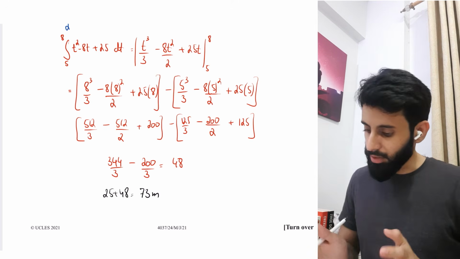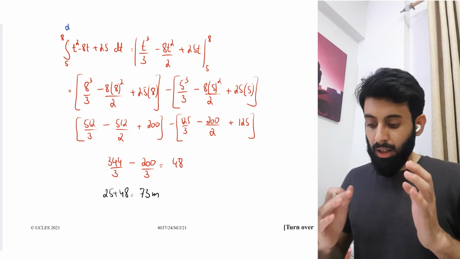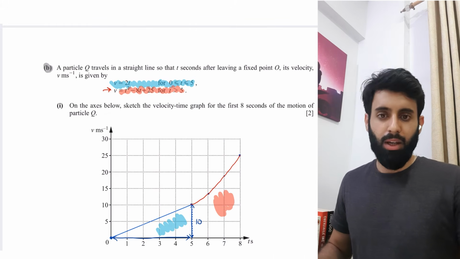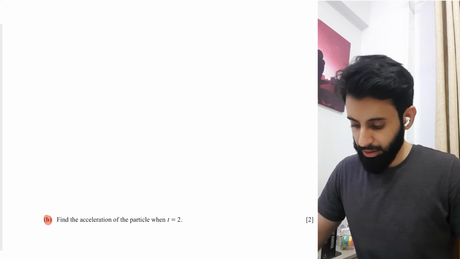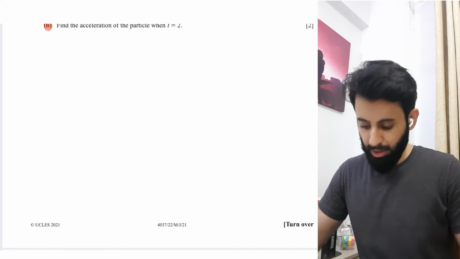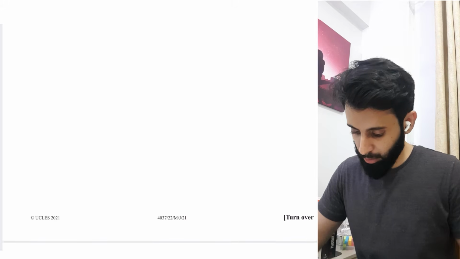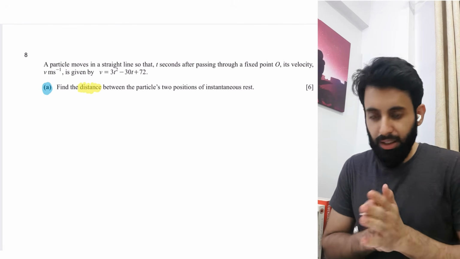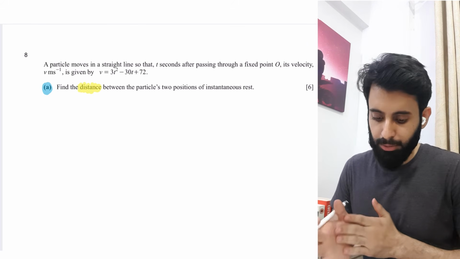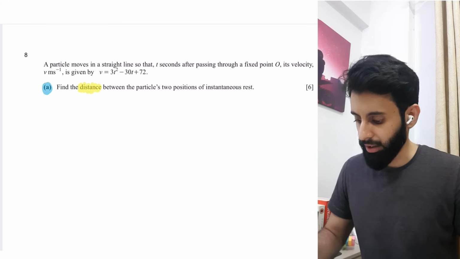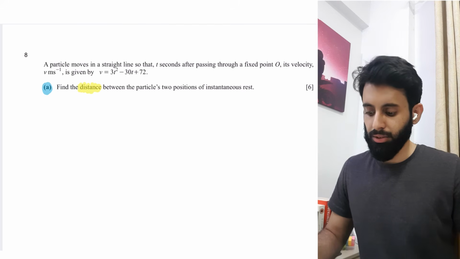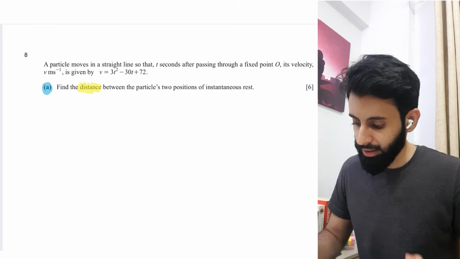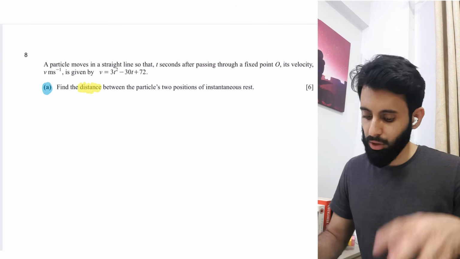Okay. So that brings me to the end of this question, and let's move over to the next question and see what we have. Okay, so now we're going to solve another question, and this is a question from May-June 2021, paper 2, variant 2, and it's question number 8. It says here a particle moves in a straight line so that t seconds after passing through a fixed point O, its velocity v meters per second is given by v equals 3t squared minus 30t plus 72. Find the distance between the particle's two positions of instantaneous rest.